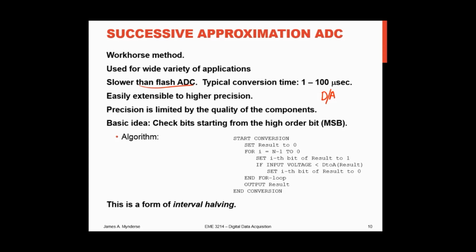For most applications it's fast enough, but it's less expensive to send to a higher precision. 10, 12 bits are pretty common nowadays. The actual precision, in terms of how linear it is and so on, is limited by the quality of the components, right? But the idea is you start checking bits at the highest order bit. So you set your digital to analog converter all to 1, and that's your reference.